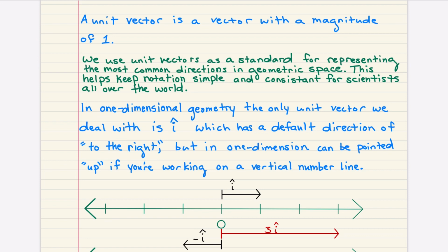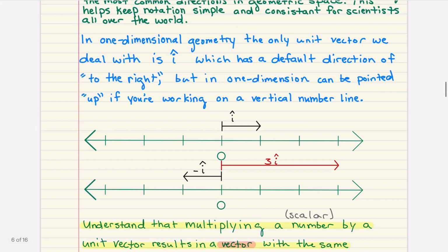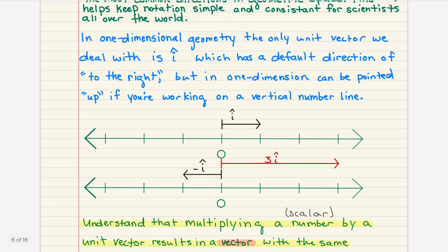If you're just using one dimension, whether it's horizontal or vertical, then you just use I hat. So it could mean up or it could mean to the right, depending on how you're setting your frame of reference. All right. Now, if we're working on some vertical number line like this, then I hat would look like this vector. Remember, it is a vector, so it can be represented as an arrow. It just has to only be 1 unit long.